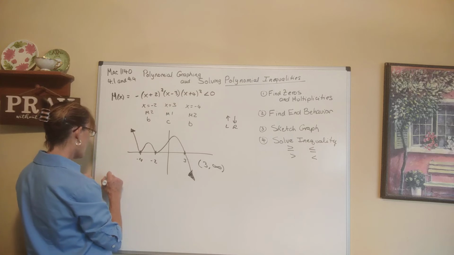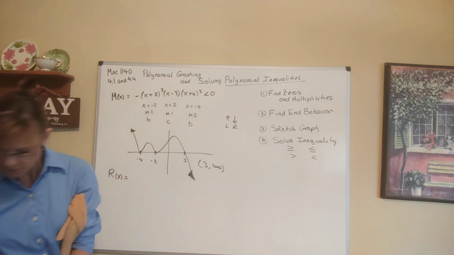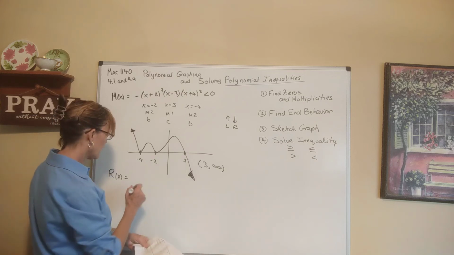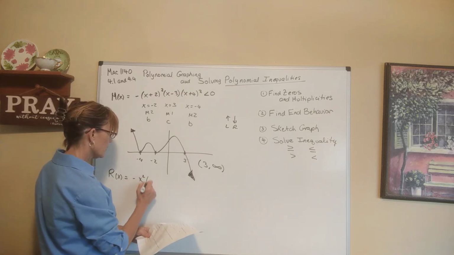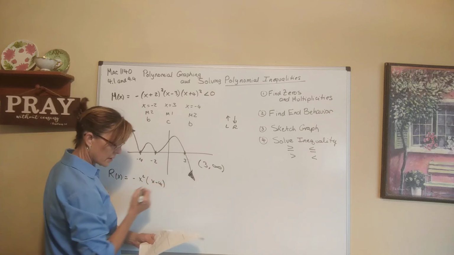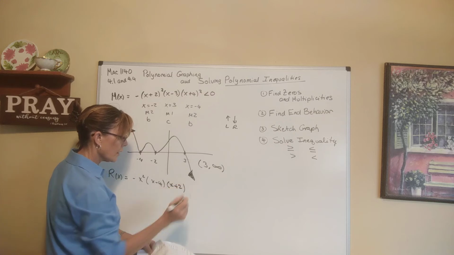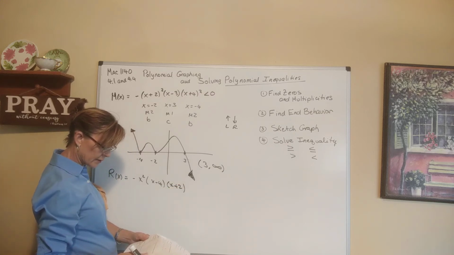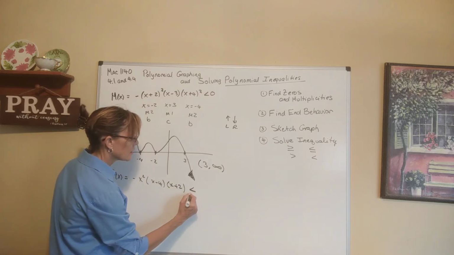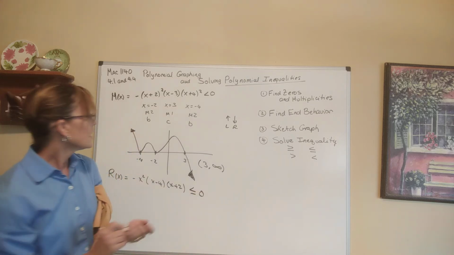Let's solve this one. R of x is equal to, let's see, negative x squared times (x minus 4) times (x plus 2). And what we want to know here is, where is this guy less than or equal to 0?